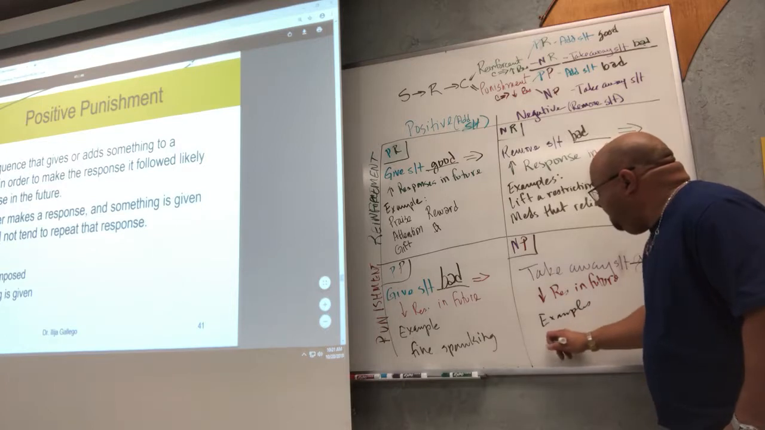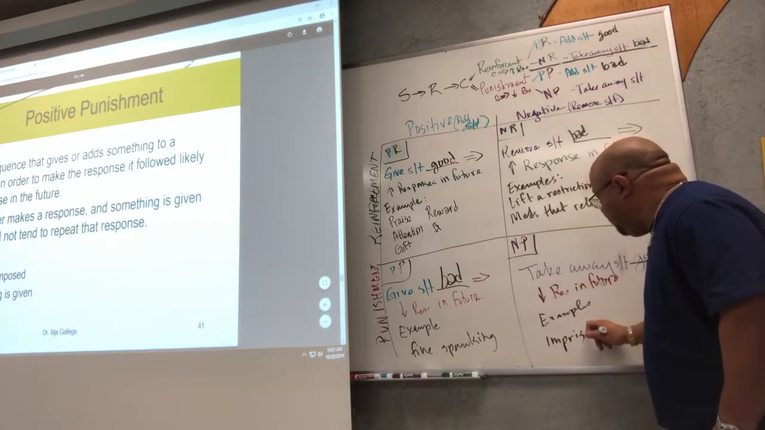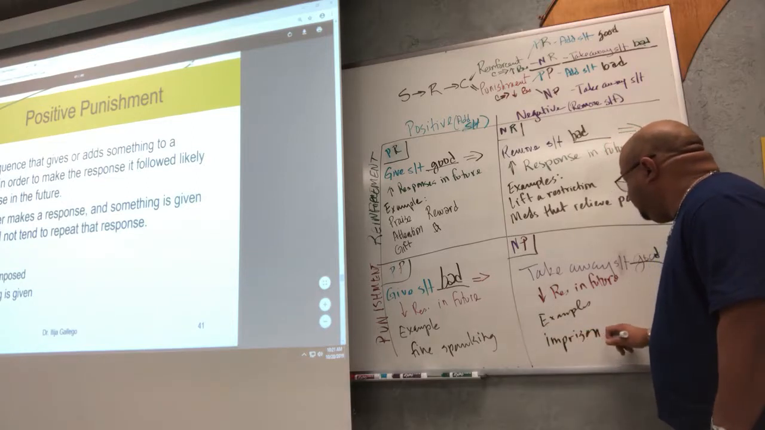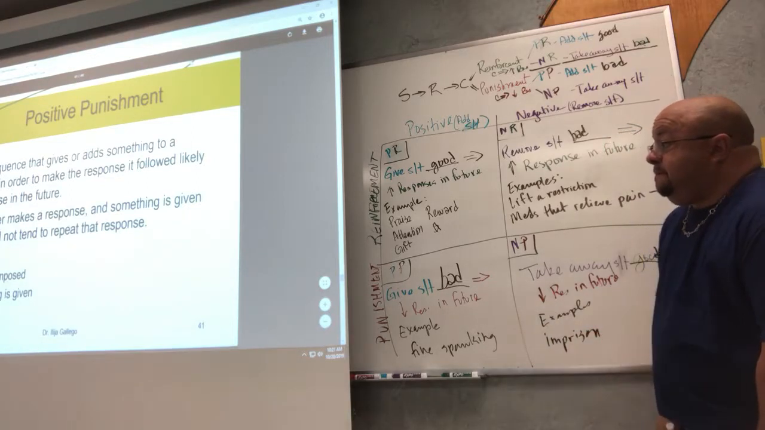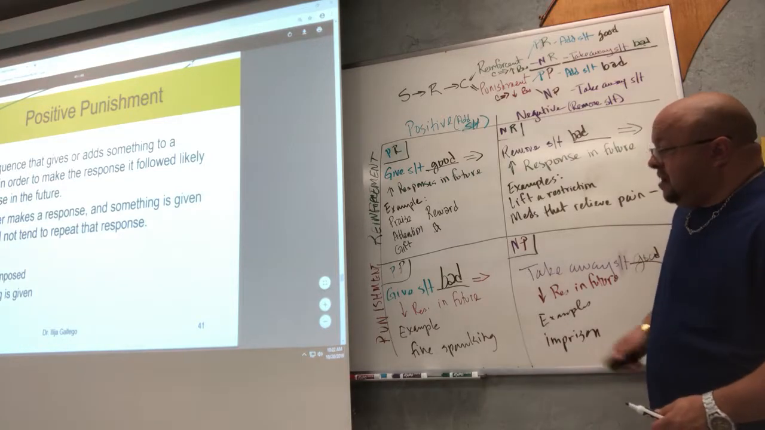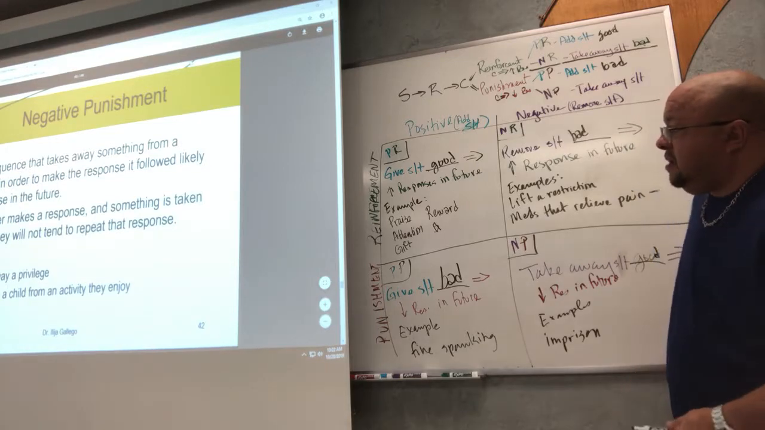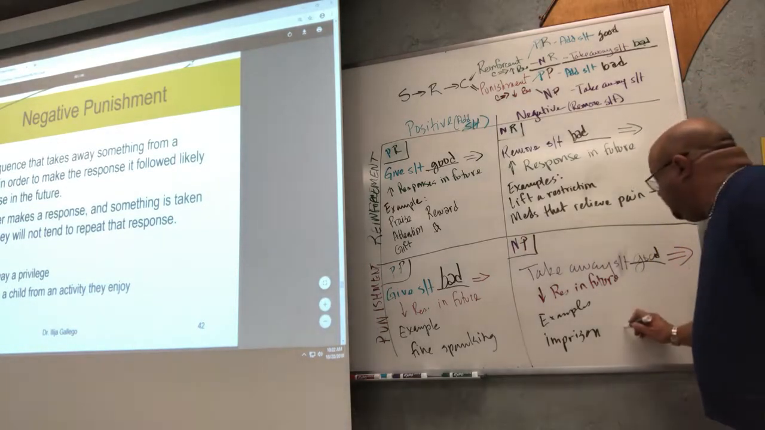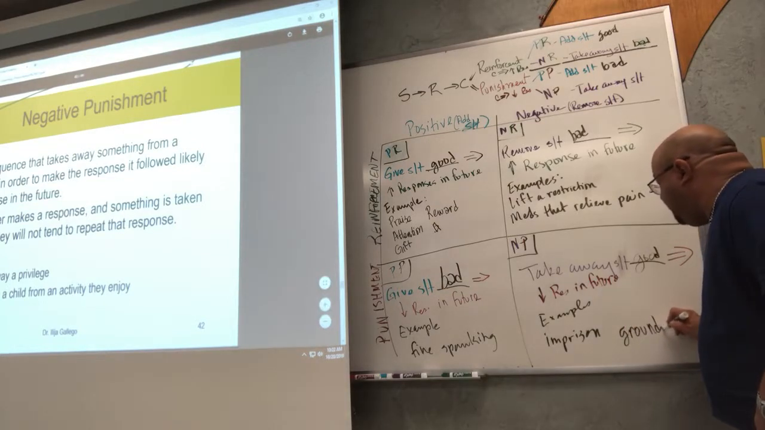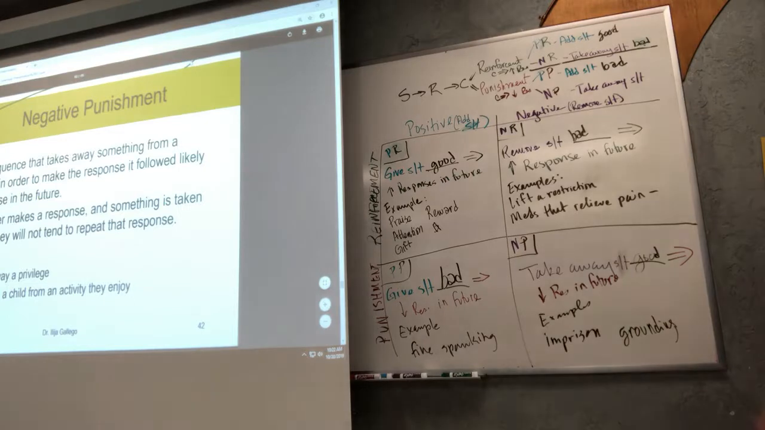Okay, so examples. Imprisonment is an example. If I put you in prison, I've taken away a good thing: freedom. I can ground a child, right? I can take away something. You can't go outside, or you can't play with your phone, or something. So I take away something good because I don't like what they did and I don't want them to do it again.